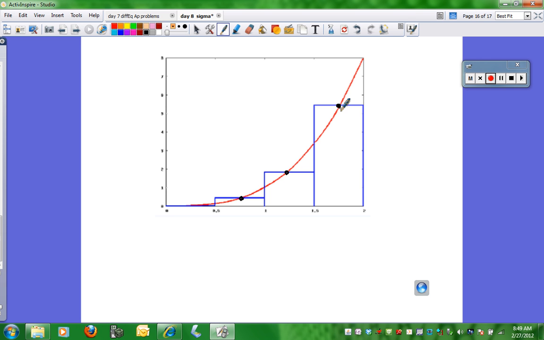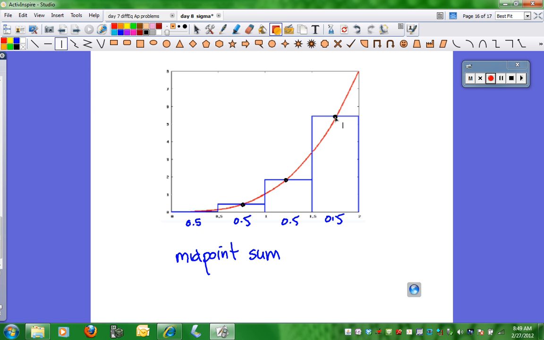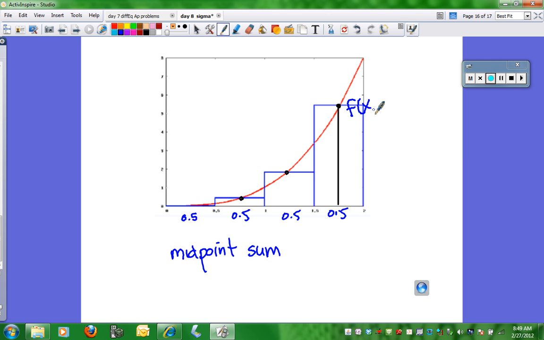A midpoint sum is where they use the midpoints of each interval. Same idea. The width of each rectangle is still 0.5, but now for f of x sub i, they use the height of the rectangle based on the midpoint. So they found each one of these f of x sub i from the midpoint, and they recognized that this was a slightly better approximation. But then they thought, there's got to be a better way to approximate this other than just using 4 rectangles here.